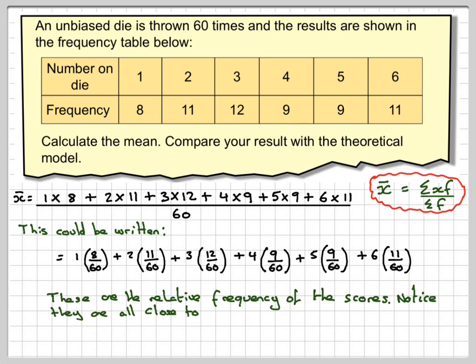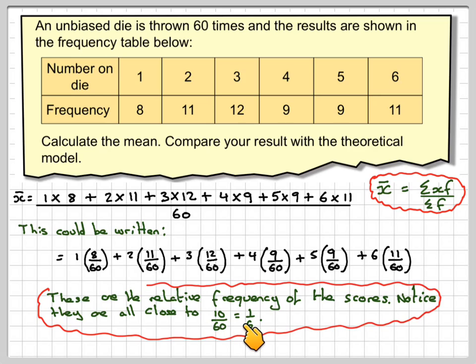Notice they are all close to 10 out of 60, which is 1/6, which is the probability of getting each of those scores if the dice is unbiased. So these are quite a reasonable set of results to obtain if the dice is unbiased. Therefore, that will give me 3.55. Now, we're asked to compare this with the theoretical model.